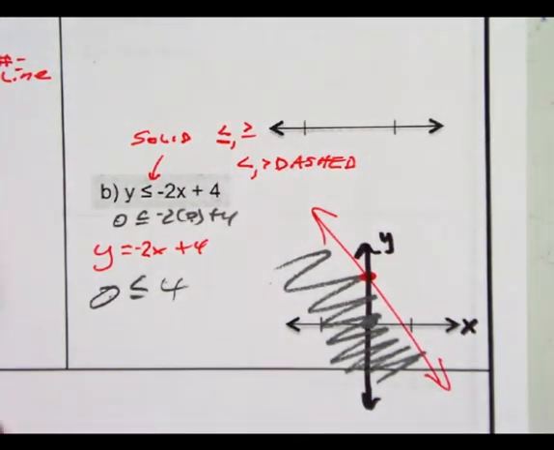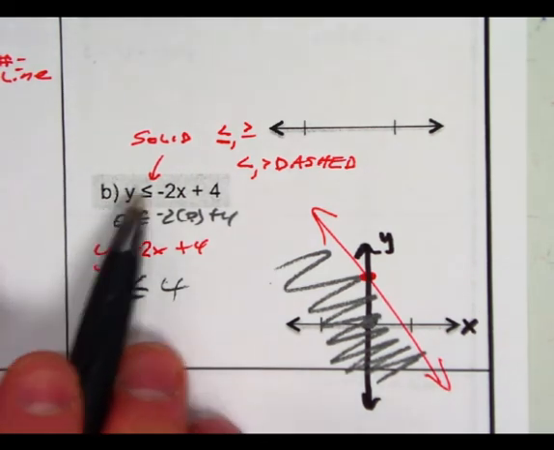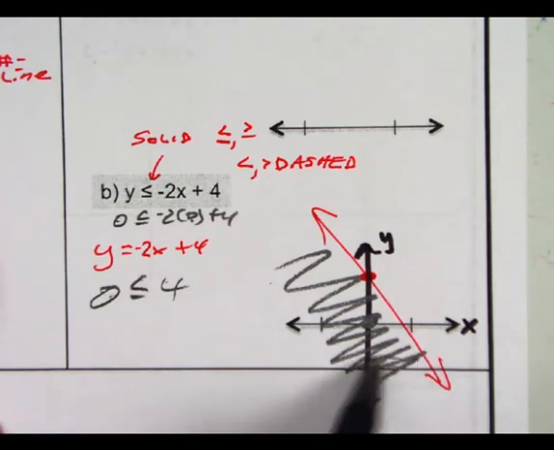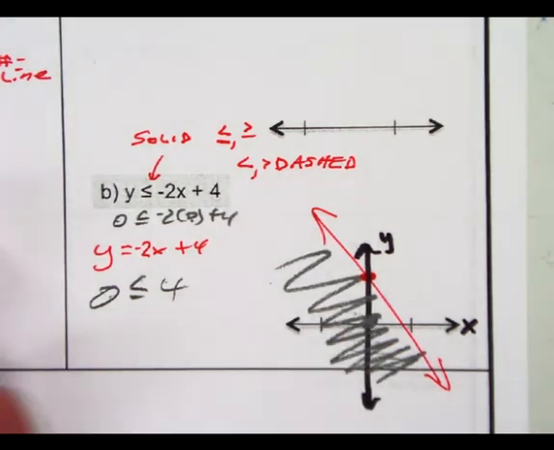Now, another common sense way to do that is just know that it's less than or equal to. Y is less than or equal to this whole graph, and all the y values that are less than this line are below the line, and it looks like that.